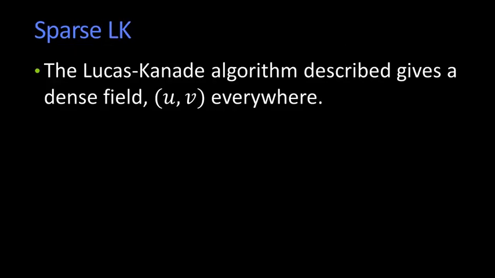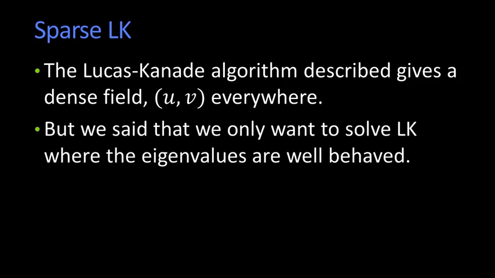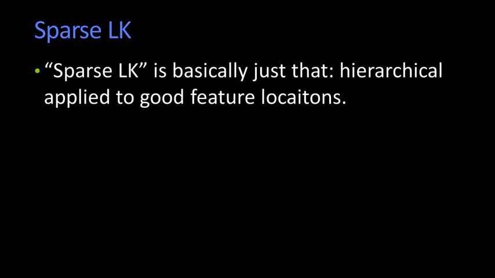And as we described it, it gives you a dense flow field. It gives you a u, v at every location. But remember, we said that we might only want to do Lucas and Kanade at areas where the eigenvalues were well behaved. That is, the places that are kind of corner-like. So there's a version of Lucas and Kanade called sparse Lucas and Kanade, which is just that. It's a hierarchical version that's applied only to what they call good locations or good features to track.